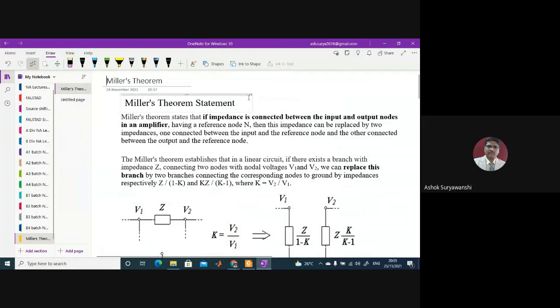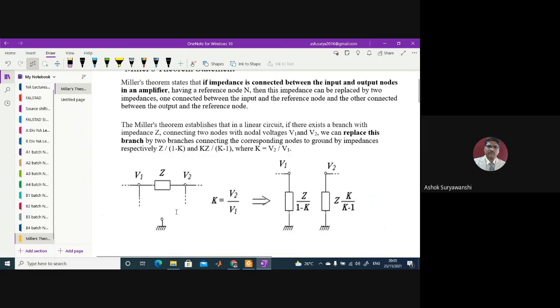So what is Miller's theorem statement? In different ways, we can write this particular theorem statement. The simplest one is: Miller's theorem states that if an impedance is connected between input and output nodes in an amplifier having a reference node N, then this impedance can be replaced by two impedances, one connected between the input and the reference node or ground node, and the other connected between output and the reference node or ground node. To understand this statement, we can see the diagram here.